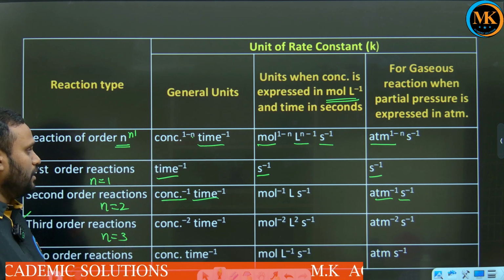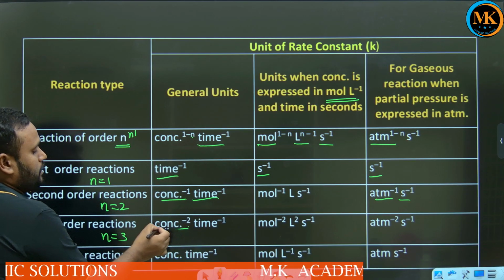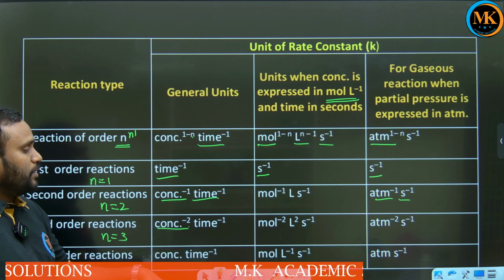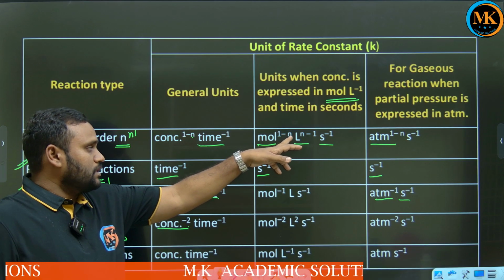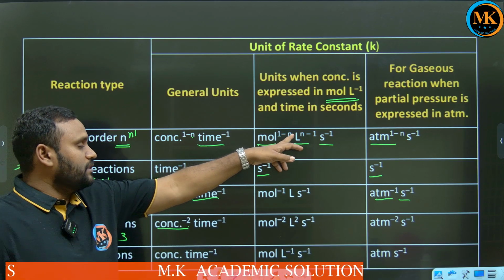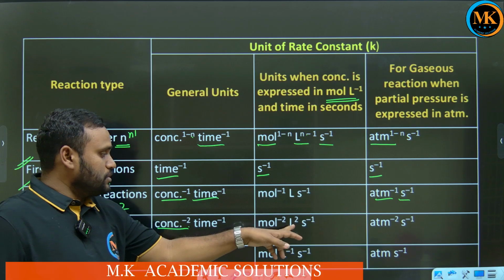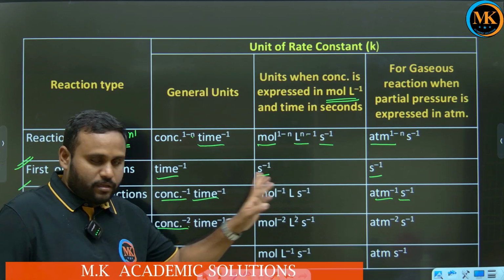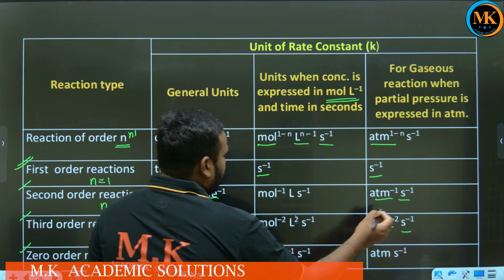If you substitute n equal to 3, 1 minus 3 is minus 2, so concentration power minus 2, time inverse. If you substitute the same value here, 1 minus 3 is minus 2, moles power minus 2, 3 minus 1 is 2, so liter square per second, as it is we are writing, and atmosphere power minus 2 second inverse.